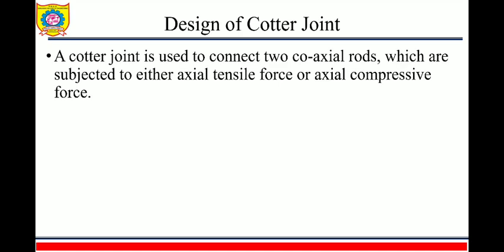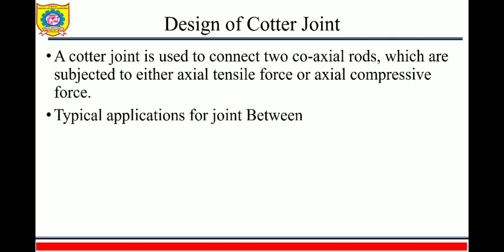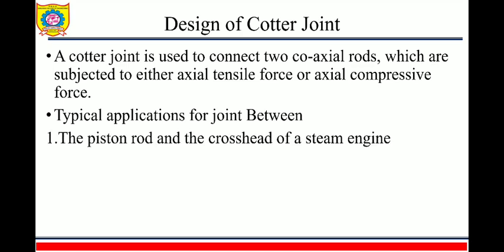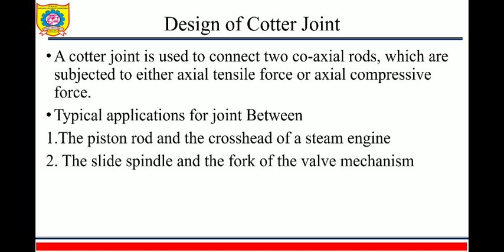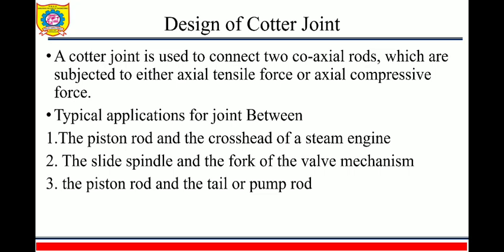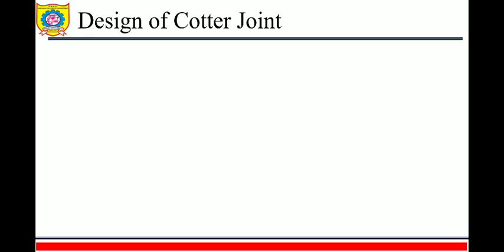So Cotter joint is used to connect two coaxial shafts or rods which are subjected to either axial tensile force or axial compressive force. Typical applications are the joint between piston rod and the crosshead of the steam engine, the slide spindle and the fork of the valve mechanism, the piston rod and the tail or pump rod, and fourth, foundation bolt. These are some examples of the Cotter joint. Now we'll start with the design of Cotter joint.